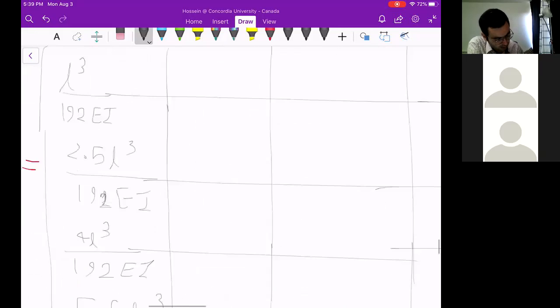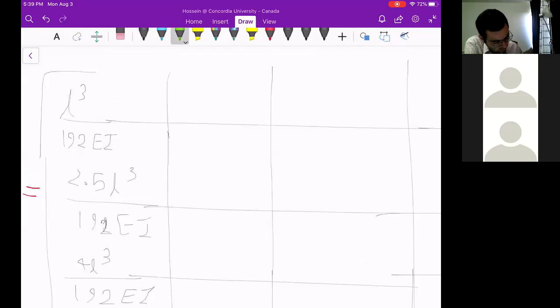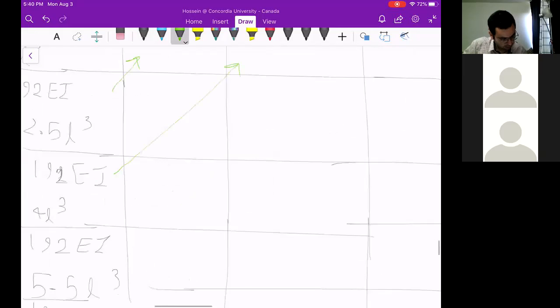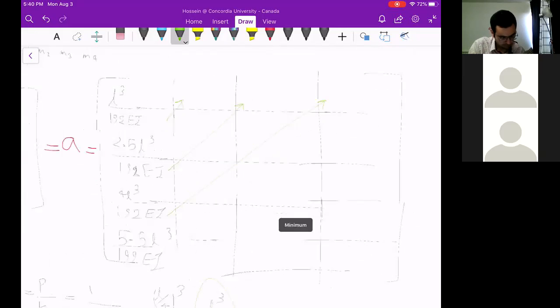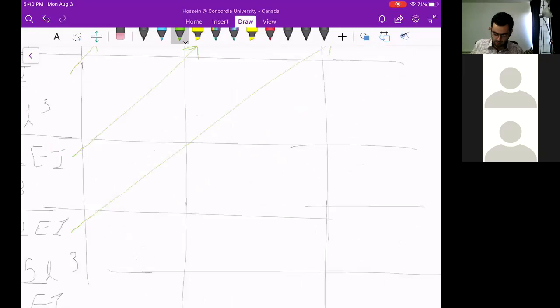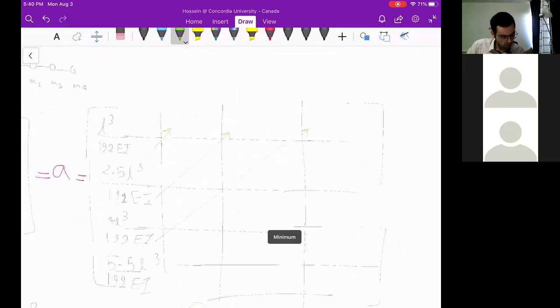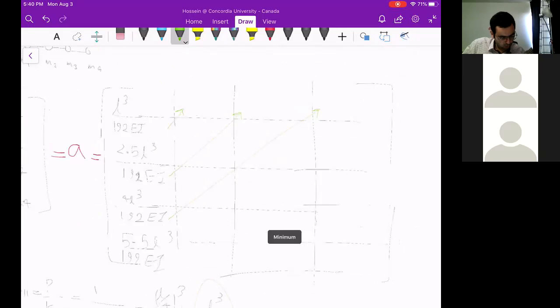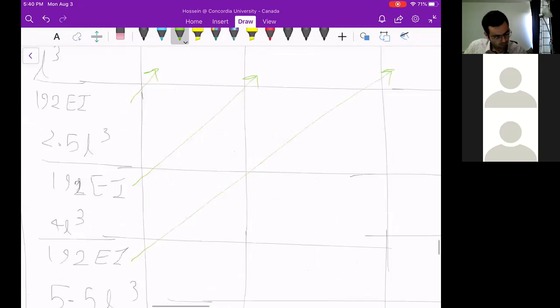This will go here, right? A21, A12. This will go here, and this also goes for this one. Okay, I made a mistake here. Okay, sorry.